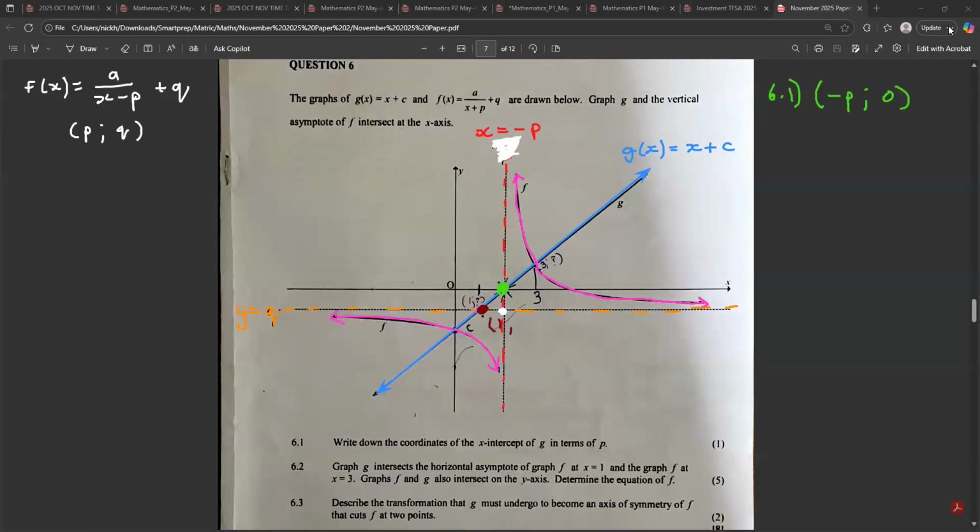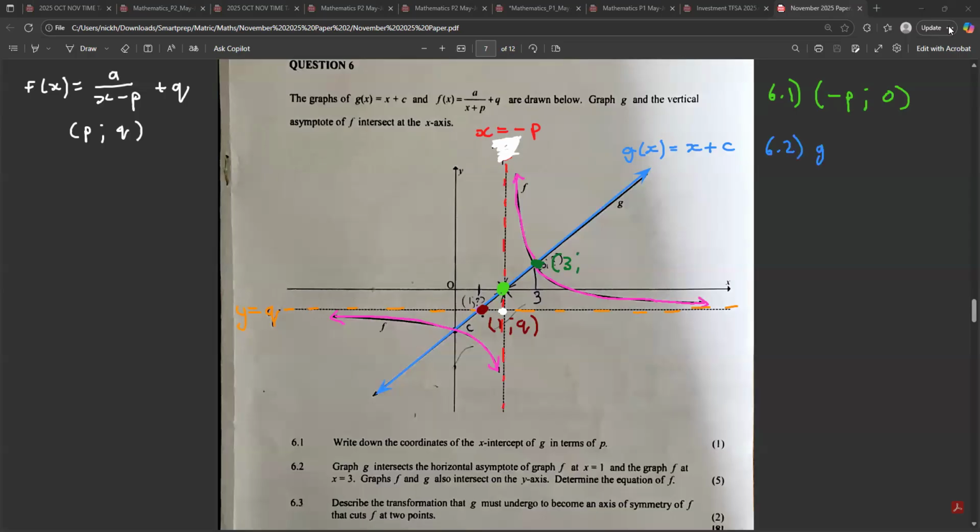Now we also are told that graph g intersects the horizontal asymptote of the graph at x equals 1. So quite correctly, the student has put there the value of 1 and something. But that value there, we can see the horizontal asymptote is q, so we know that point is 1 and q. We are also told that the graph of g intersects the graph of f at x equals 3, so pink intersects blue at 3. So there it is, 3 and something.